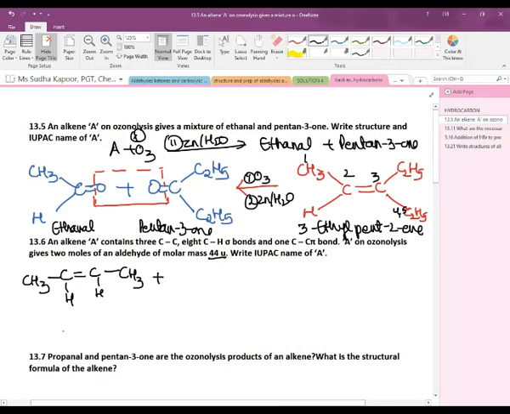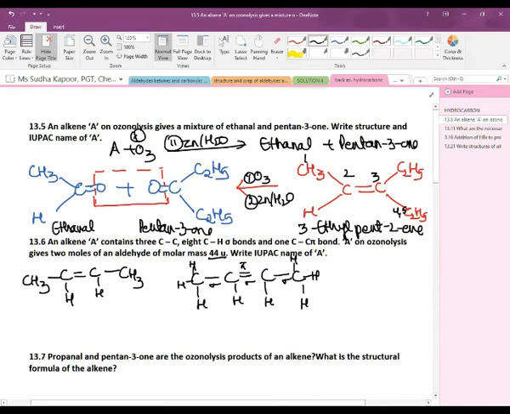So if we draw this structure in the open form and count how many C, H and single bonds are present: 1, 2, then the double bond. So how many sigma bonds are present? Sigma, sigma, sigma, and 1 pi. So there are 3 sigma bonds, 3 C single bond C. And how many H are there? 1, 2, 3, 4, 5, 6, 7, and 8. 8 C single bond H sigma bonds.